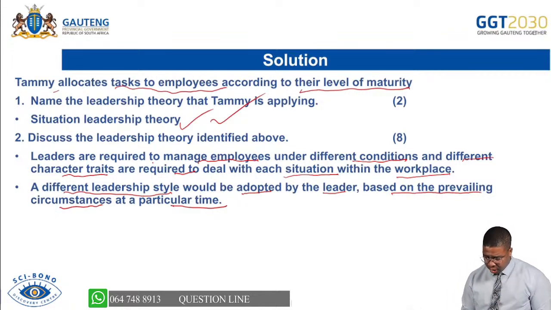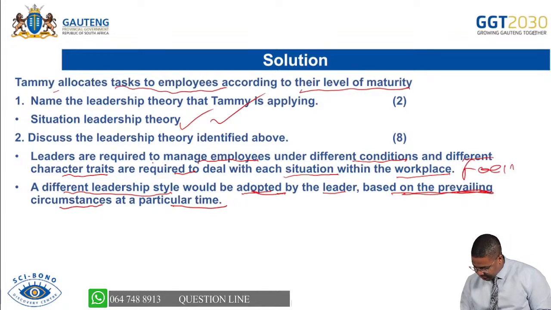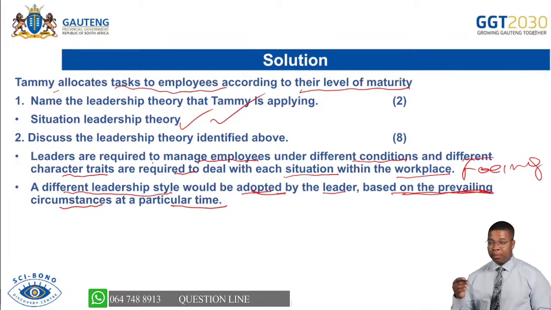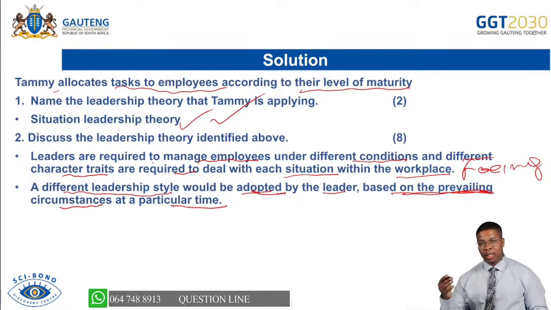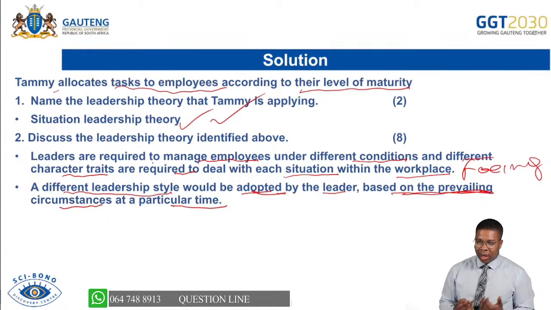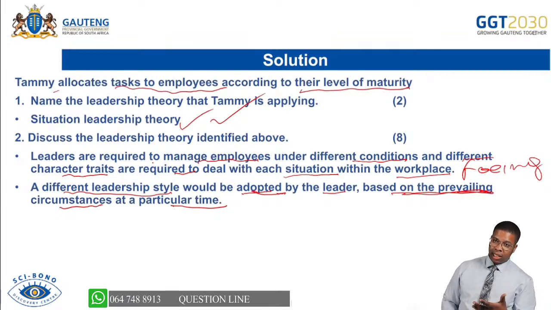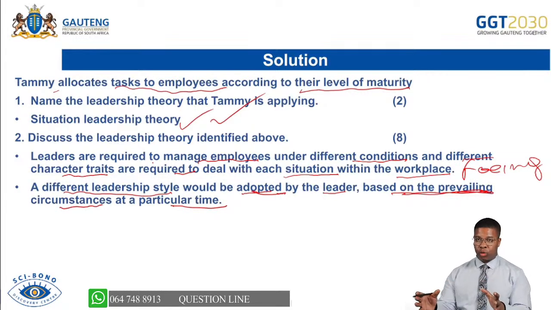Hence, we say the leader should adopt a style based on what they are facing as a situation. In an emergency, autocratic. When employees are demotivated, transactional. So that is what the theory entails. That's what the theory will teach leaders. It is a theory that teaches leaders how to use the situation and how to adapt to the situation.